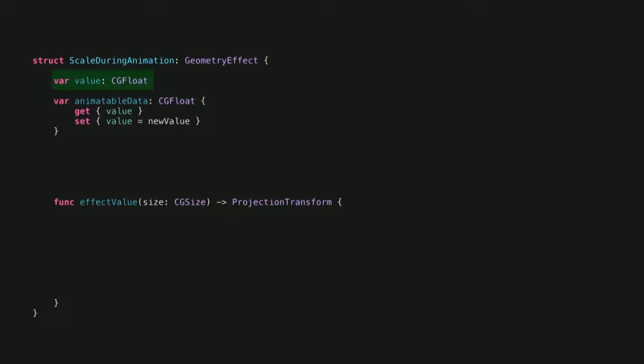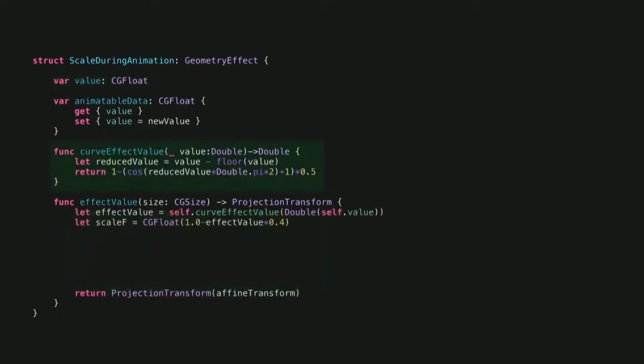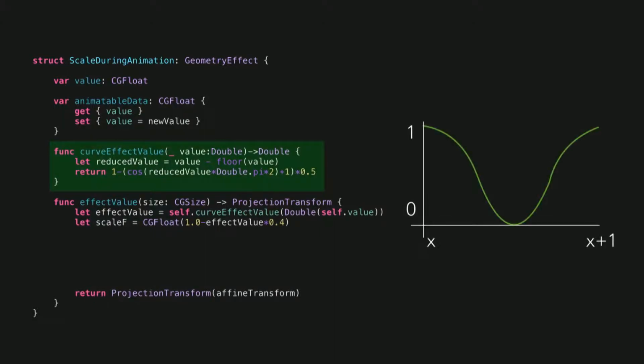The geometry effect has the value. This is the value that will be interpolating during the animation. And it has the main function called effectValue. Here, you will be altering the projection transform, and you will be altering the appearance of your view. So let's try to build this scaling mechanism as we've seen on those squares. I feature here a new function that creates this curve, and we will try to fit this curve on the scale during the animation.